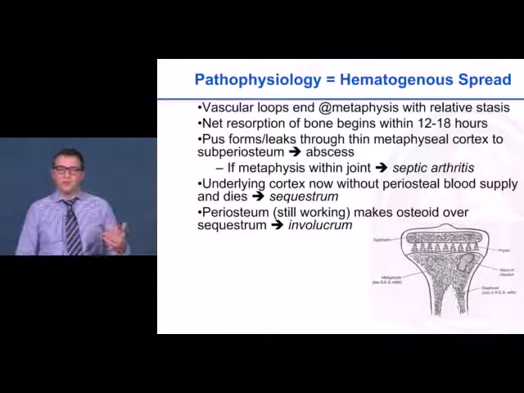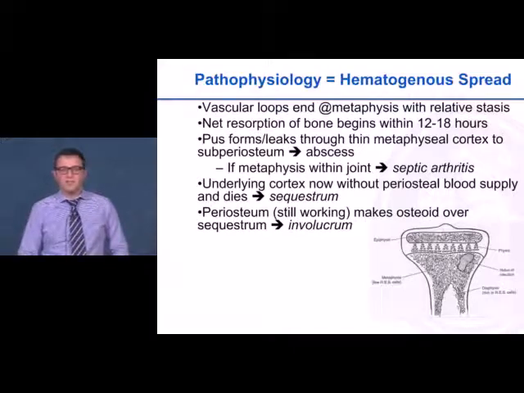And what happens is they set up in the metaphyseal bone, they start to have resorption in about 12 to 18 hours, and then they form pus. And the pus will break through the cortex and form an abscess. And if it's in one of those areas that we talked about before, it will form a septic arthritis.